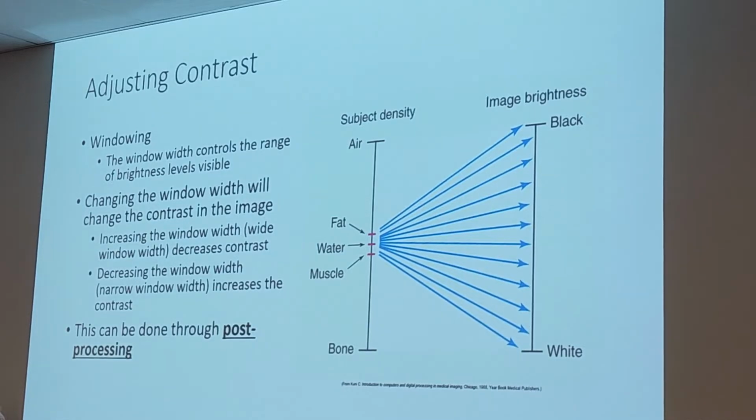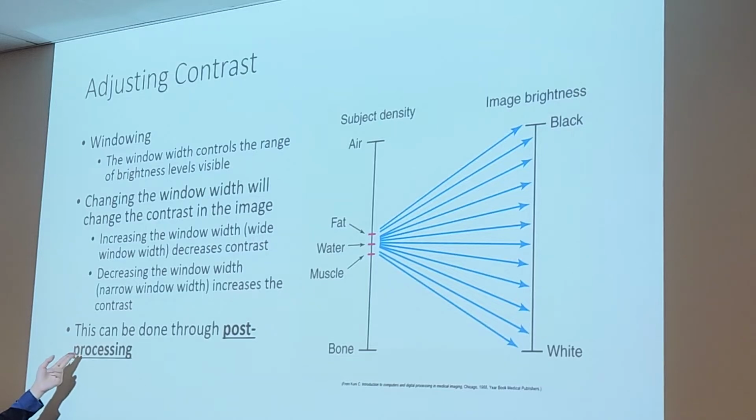And just like leveling, windowing can also be done through post-processing. So, do you need an image on the screen before you can post-process? Yes. So what kind of image are we using for post-processing? The manifest image, the image that you can see. Can you do post-processing with the latent image?